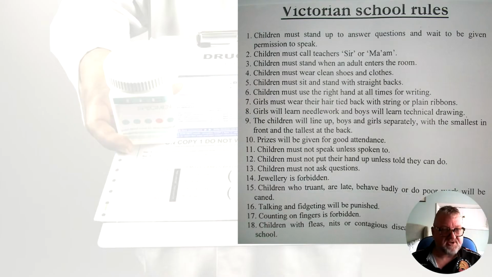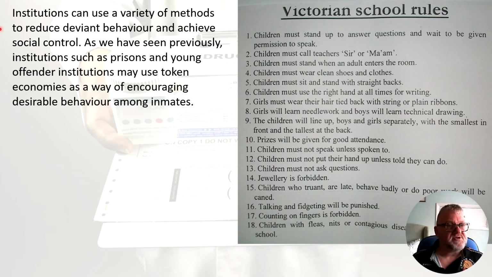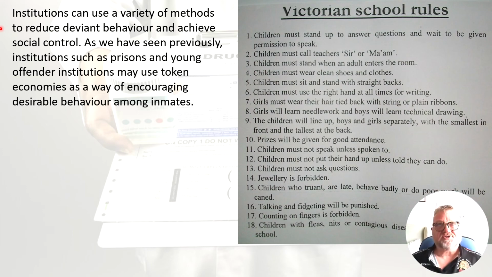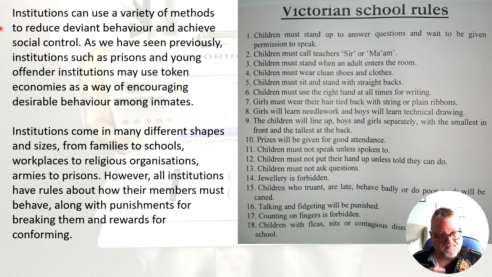So let's start off. Institutions, particularly prisons, can use a variety of methods to reduce deviant behaviour and achieve social control. As we've seen previously, institutions such as prisons and young offenders may use token economies as a way of encouraging desirable behaviour among inmates. The use of the incentives and earned privilege system might be used by prisons to encourage acceptable behaviour.